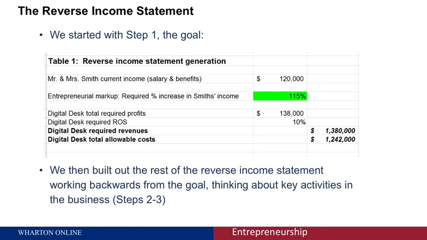And then when you look at the rest of the reverse income statement, as we discussed in the last class, you'll see that using steps 2 and 3 of the discovery-driven process, we work backwards from our goal, thinking about the key activities in our business and outlining those in detail. So that's the reverse income statement. Again, take a little time to look at that.